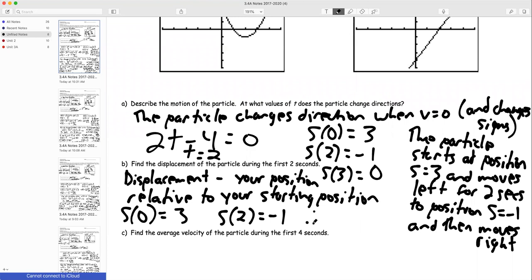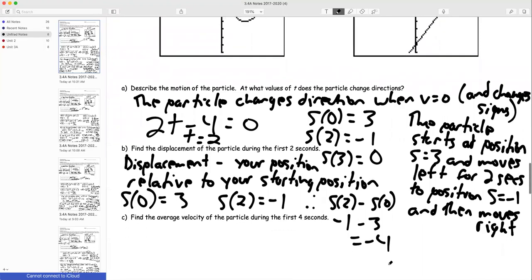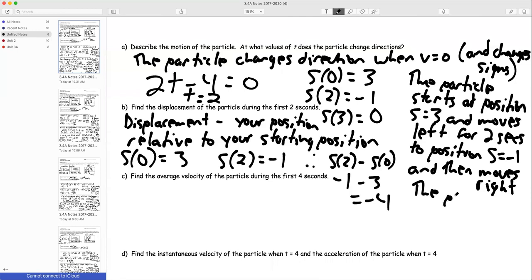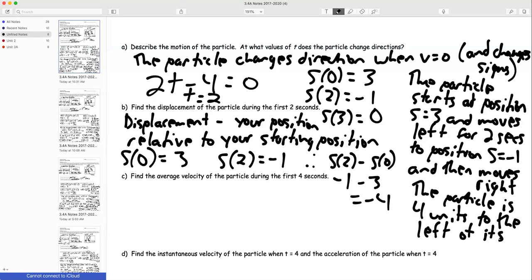Therefore, I'm going to do S of 2 minus S of 0. That's going to give me -1 minus 3. So my displacement after 2 seconds is -4, which means I am 4 units to the left of where I started. So let me write that down. The particle is 4 units to the left of its starting position.